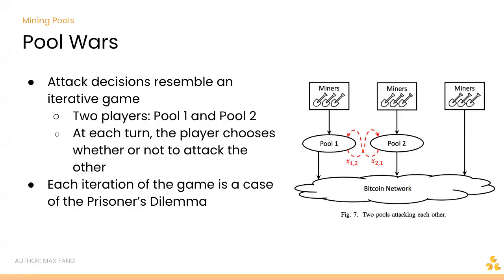Okay, so now we're going to be talking about pool wars. So let's just assume, again, we have 2 pools, me and Jake. Attack decisions resemble an iterative game. Pool 1 is deciding if it attacks pool 2, and then pool 2 is deciding if it attacks pool 1, and it just keeps going over and over again. And each iteration of the game is a case of the prisoner's dilemma.